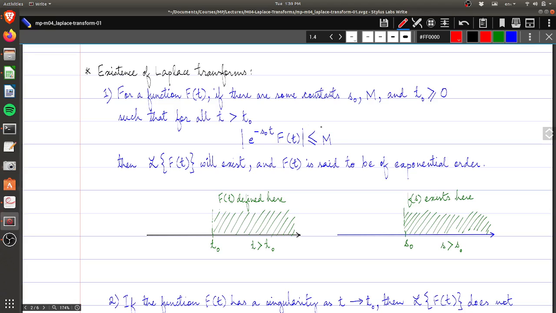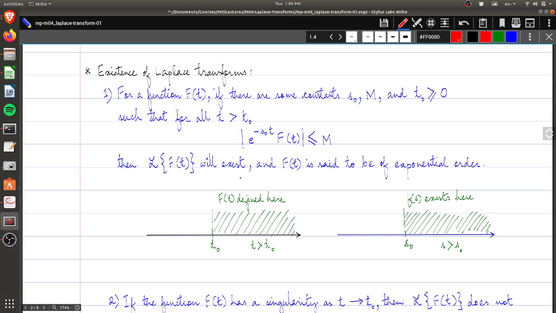This result that I have written over here, you can guess where it comes from. It comes from the ML inequality, which you are already familiar with, because like I said, the Laplace transform transforms to a function of a complex variable. We can get this from the ML inequality, but I'll not really go into that.